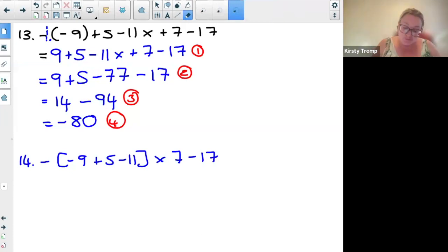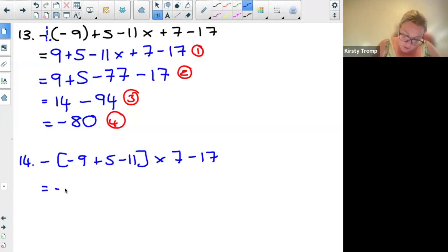So let's keep going because we are running out of time. It's so sad. So I'm keeping my negative on the outside. Why am I keeping that negative on the outside? Because I want to do everything that's inside that bracket.